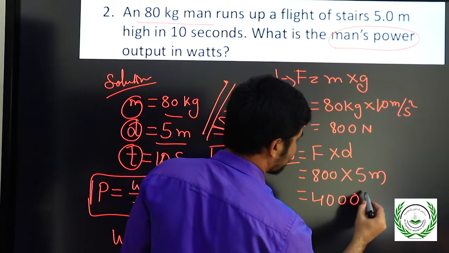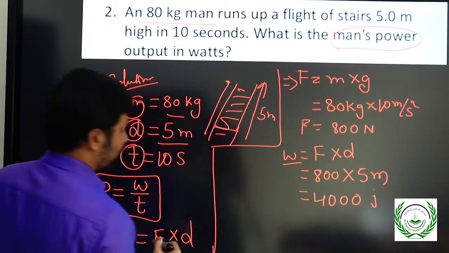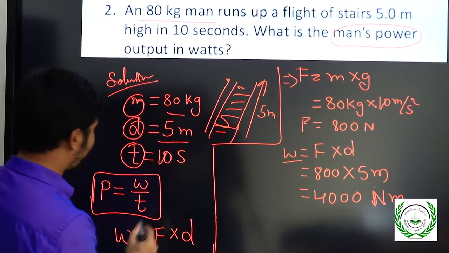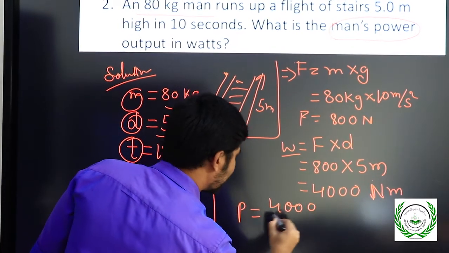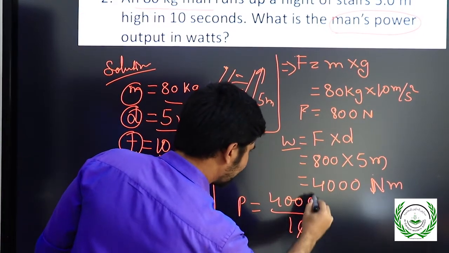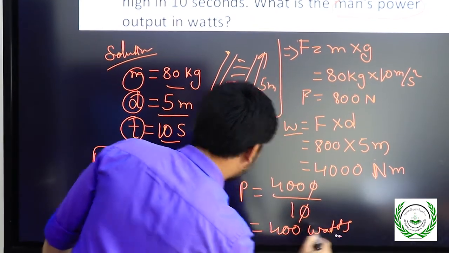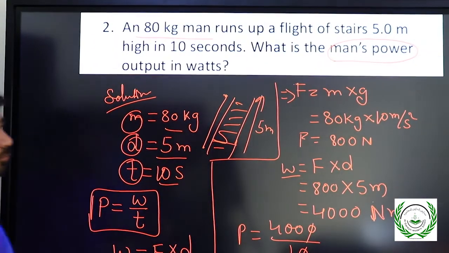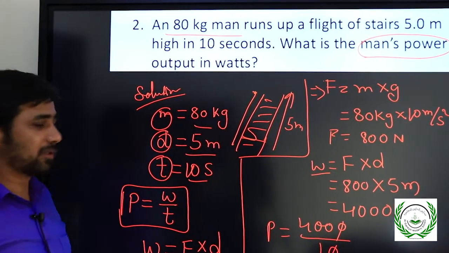Work, what is the unit for work? Joules, right? Or you can say Newton meter. Next, what do we need to find? Power. Power is equal to work divided by time. Time is how much? 10. Cancels. So how much? 400 watts. How much power do we need? 400 watts we need to move 5 meters of stairs with 80 kg of mass.